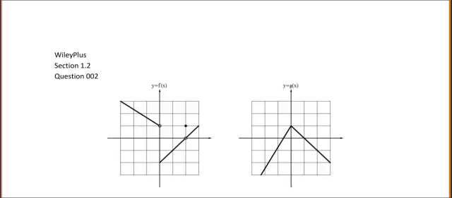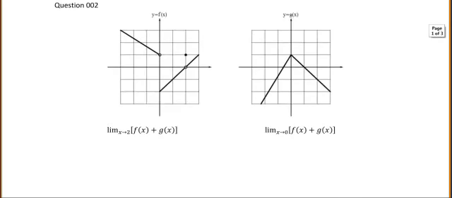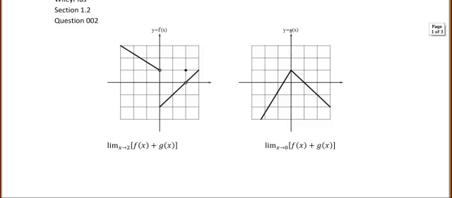The question was asked about WileyPlus section 1.2 question 002, and there are several parts to that question. I'm going to answer 4 of them, and hopefully from what I say you'll be able to deduce the answers to the rest of them. Okay, so we have the graphs of 2 functions. We have f of x given here and g of x given here.